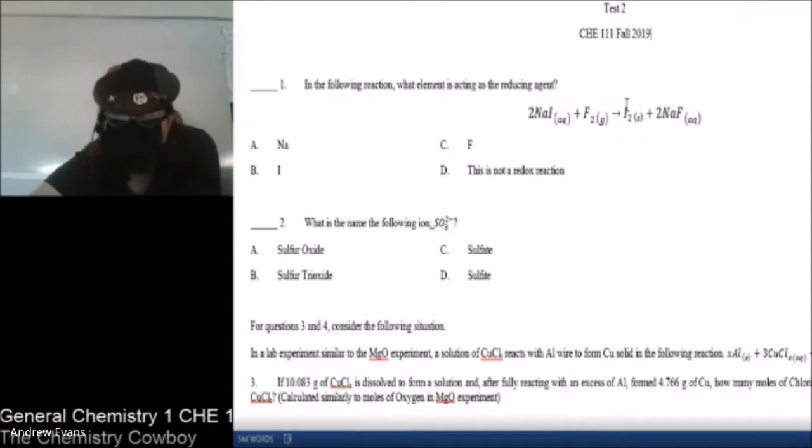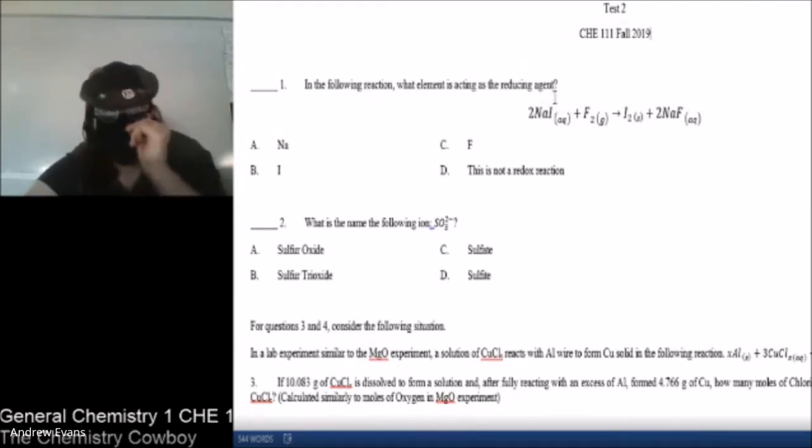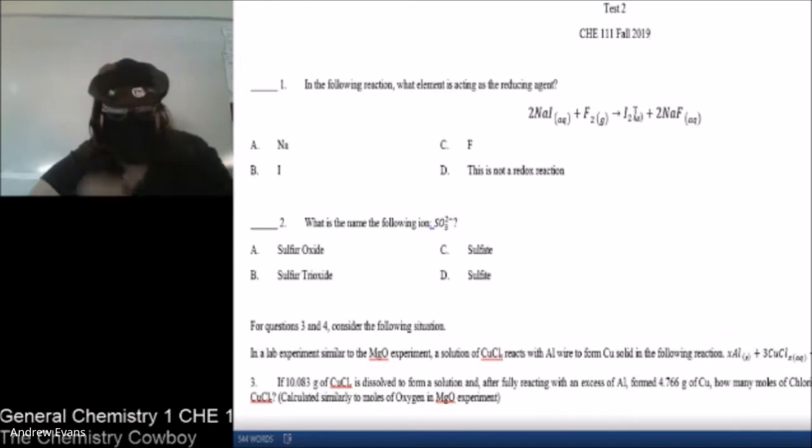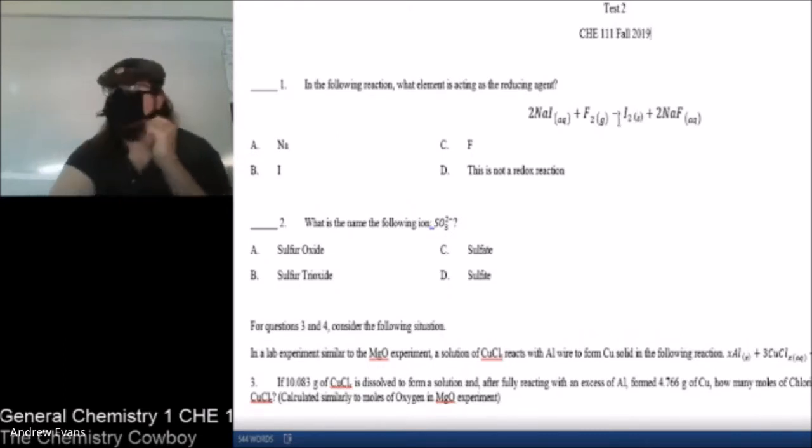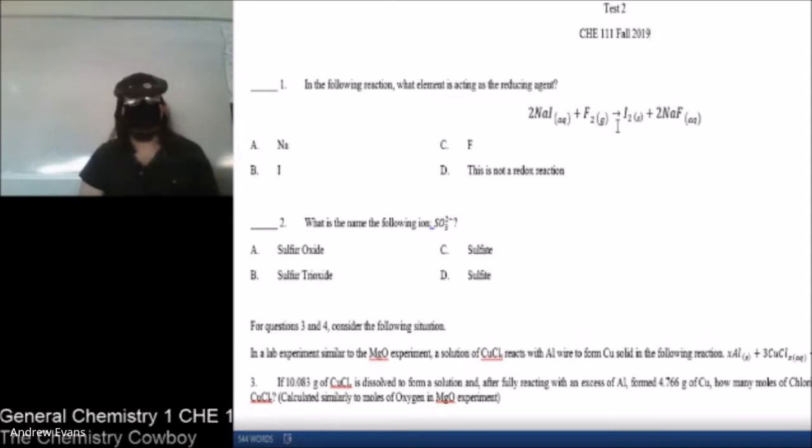Iodine is 0, and sodium fluoride would be +1 and -1, respectively. So fluorine is going from 0 to -1, and iodide is going from -1 to 0. So when you lose an electron, you become more positive, or at least less negative. And hopefully we can see that 0 is less negative than -1. So iodide is the element that is being oxidized, and thus it is the reducing agent.